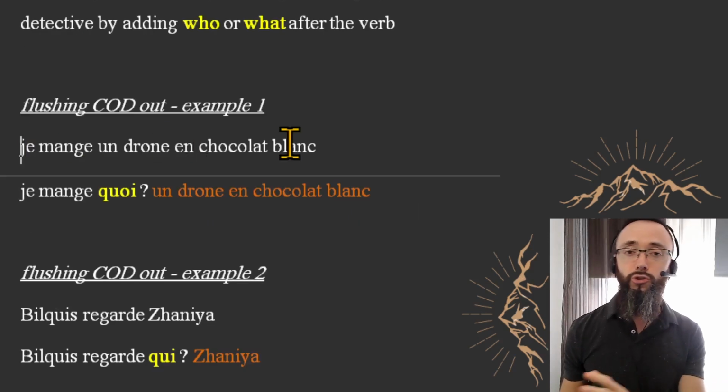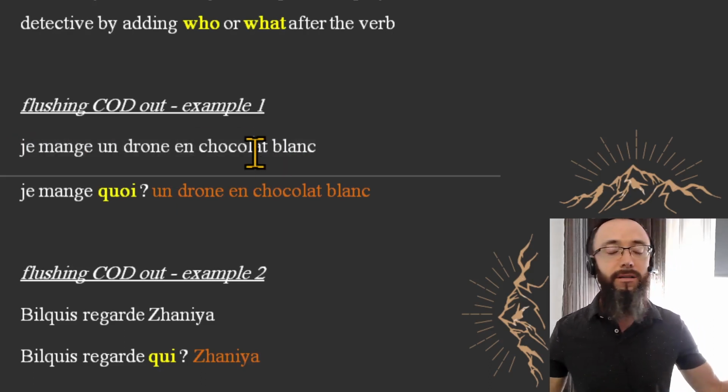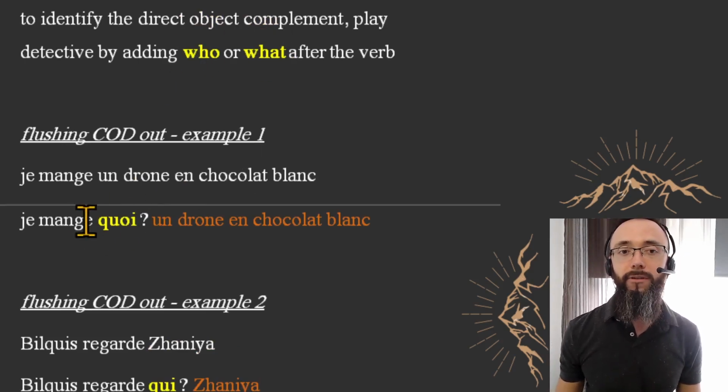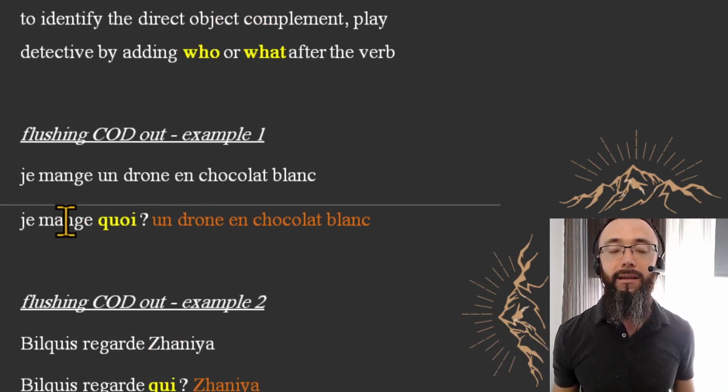Je mange un drone en chocolat blanc. When you read that sentence, you might ask, where is the COD? Or is there a COD? And how do you find out? By adding who or what after the verb. Let's let it sink in for a second. Adding who or what after the verb.